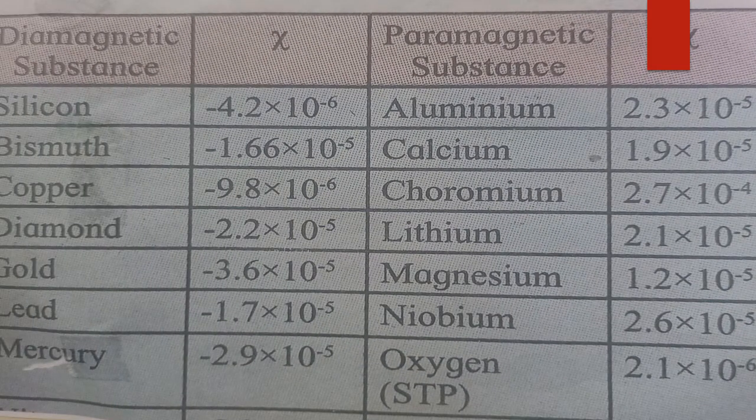So these are different values of chi, and for silicon, for different materials, the value of chi is given, and you can see here for diamagnetic substances it is negative and very small in value.